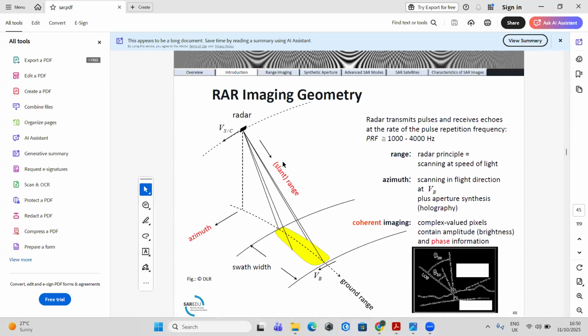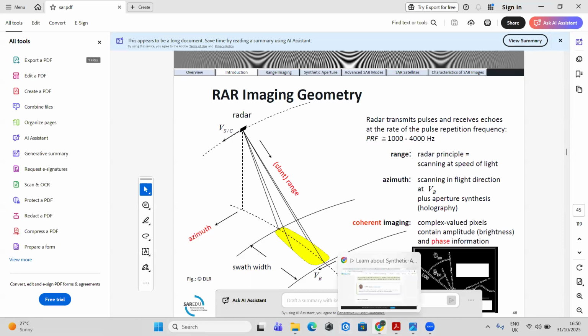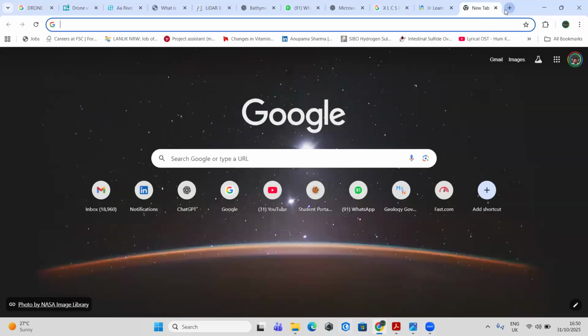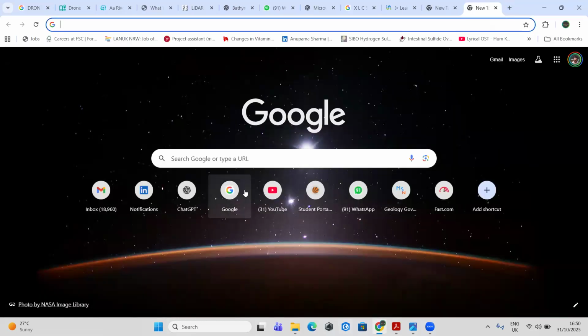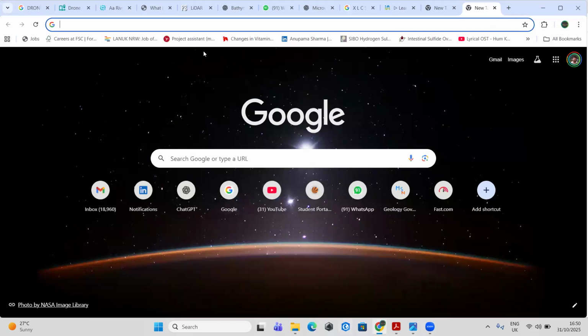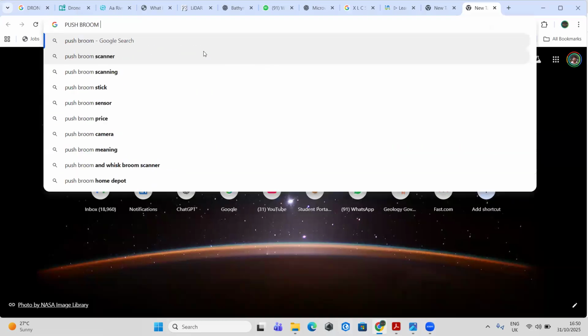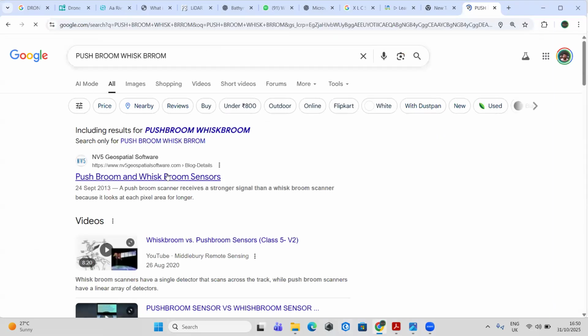So when a satellite orbits around Earth, there are two kinds of mechanisms by which they work: push broom and whisk broom. So always, there are two ways that a satellite captures data on Earth.